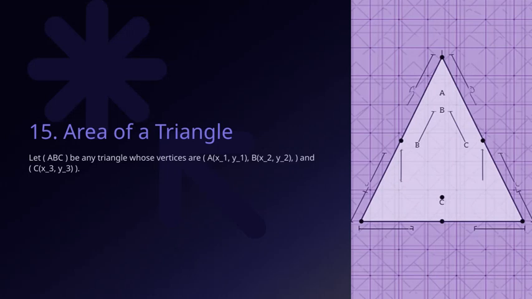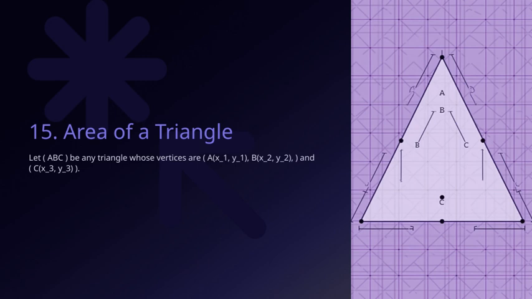Let's consider any triangle, which we'll call ABC. Its vertices are points A, B, and C, with coordinates A at x1, y1, B at x2, y2, and C at x3, y3. This setup helps us understand how to find the area of a triangle using the coordinates of its vertices. The key idea here is that the area can be calculated from these coordinate points, even if the triangle isn't aligned with the axes.